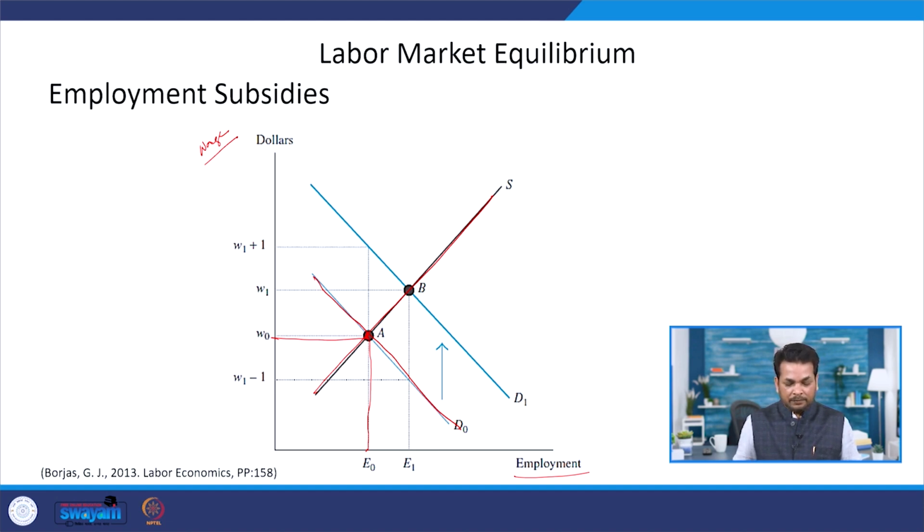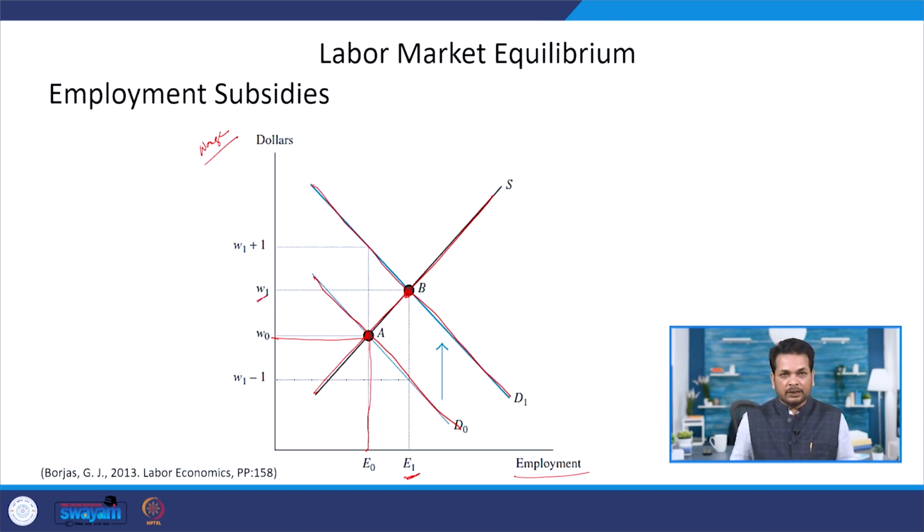Now, the implementation of this $1 employment subsidy is going to shift the demand function up. The demand function is shifted from D0 to D1, and the new equilibrium is achieved at point B. At point B, E1 workers are employed at the wage rate W1.